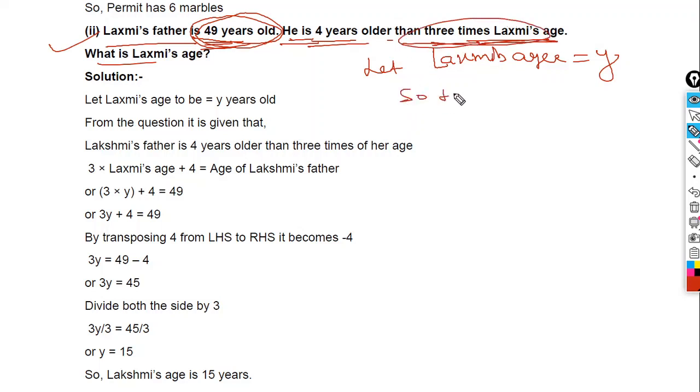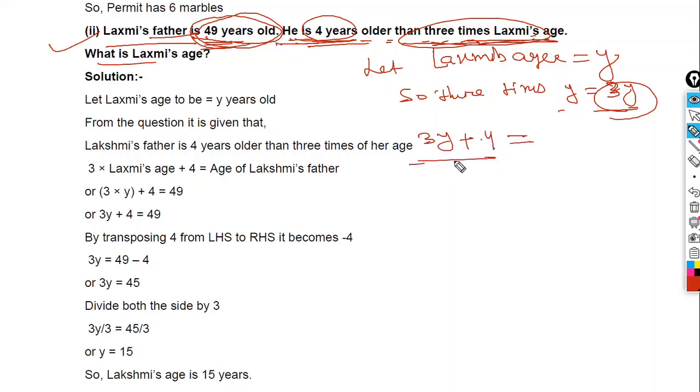So 3 times y equals 3y. 3 times Lakshmi's age is 3y. Here Lakshmi's father is 4 years older than 3y. That means 3y plus 4. So 3y plus 4 will be equal to 49, which is the age of Lakshmi's father. So this is our equation: 3y plus 4 equals 49.